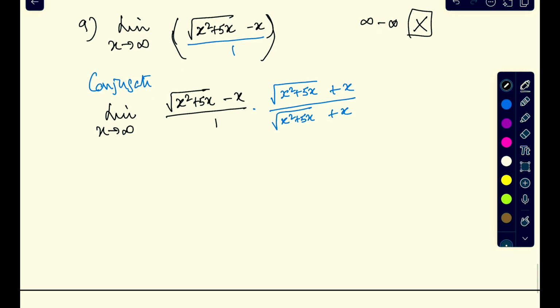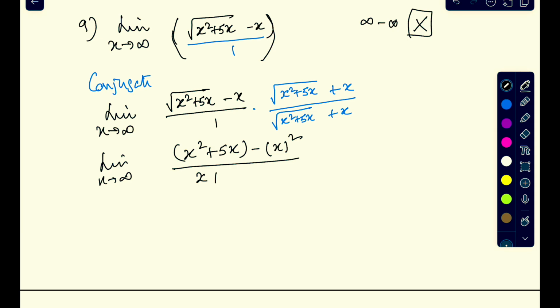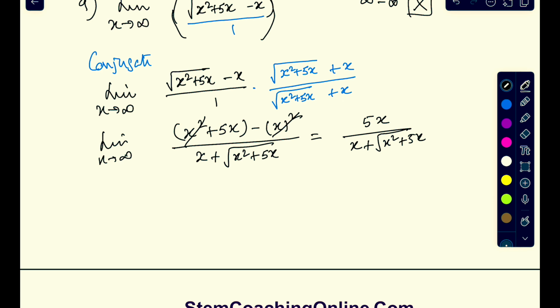Okay, let's multiply this. The top expression will become a square minus b square, so that's nothing but x square plus 5x minus x square, and the bottom stays as is, x plus square root of x square plus 5x. Keep simplifying it, this and this will cross out, so I have 5x over x plus square root of x square plus 5x. We have x in all the terms, so what we can do is divide everything, top section as well as the bottom section, by x.